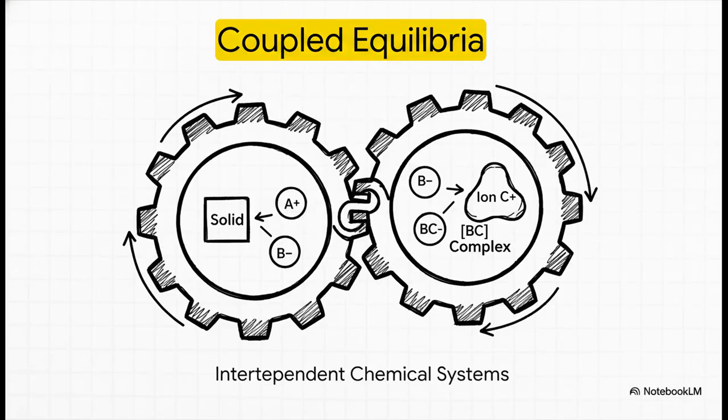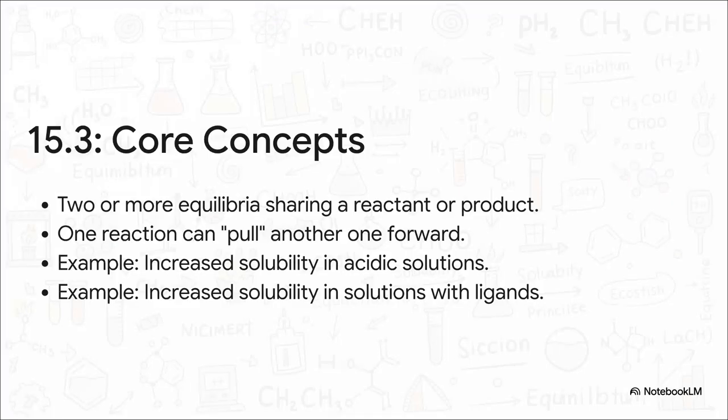And finally, section 15.3. This is where we really bring it all home by looking at coupled equilibria. This is where you see how complex and powerful all of this can be when reactions start interacting with each other. This is where it all clicks. Think of coupled equilibria as like a chemical chain reaction. You've got two or more reactions that share a common piece. So, say you have a solid that doesn't really want to dissolve in water. Well, what if you add an acid? If that acid reacts with one of the ions from the solid, it pulls it out of the solution. And because of that, more of the solid has to dissolve to replace what was lost. See? One reaction is literally dragging the other one forward.